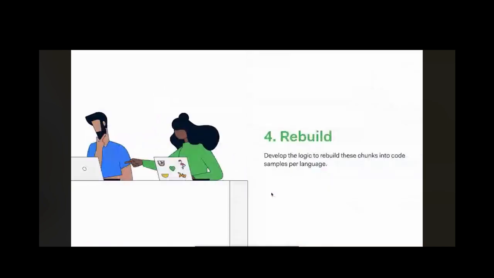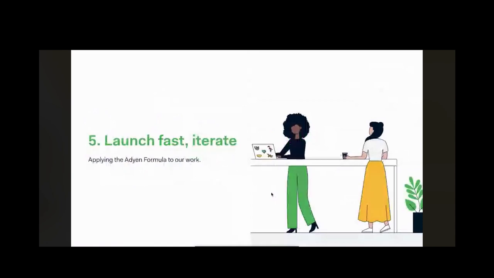And after all the chunks have been defined and separated, you're going to need some kind of logic to bring them all back together in the right order automatically. In our case, this meant loading chunks from the CSV and ordering and writing them to a file. And finally, launching fast.